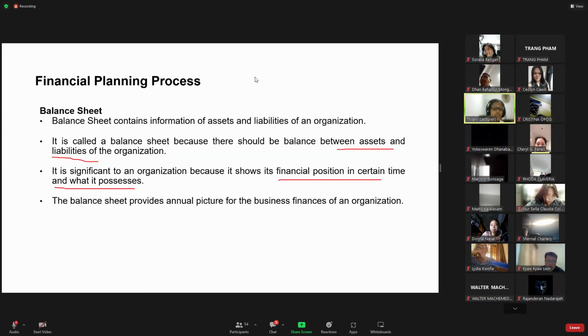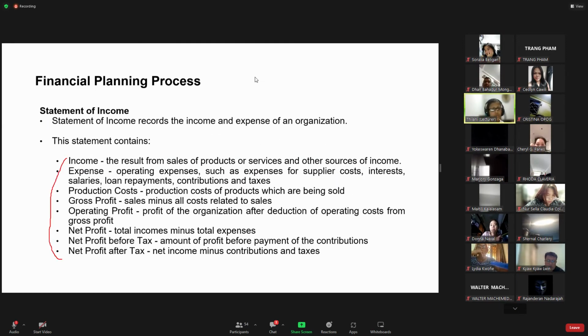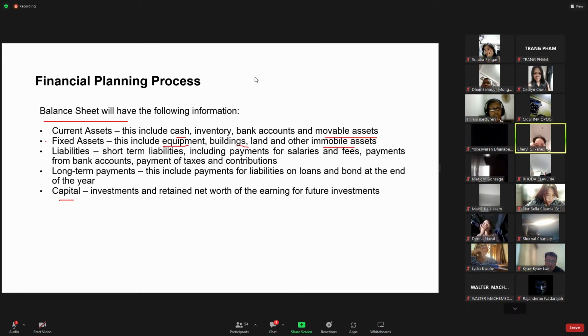Those are not in the balance sheet. Those are all in the income statement, right? The balance sheet will include things like the current assets, the fixed assets, things like that. You were explaining the income statement. So the balance sheet will have these things that you will generally see in a balance sheet, right? Thank you, Cheryl.